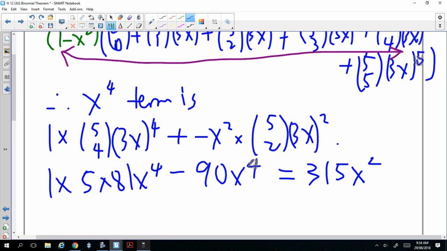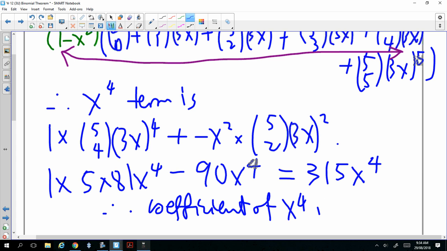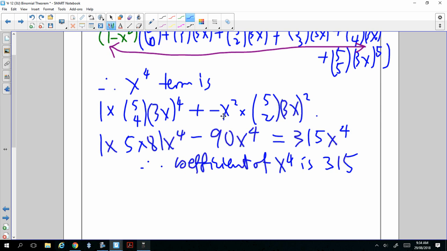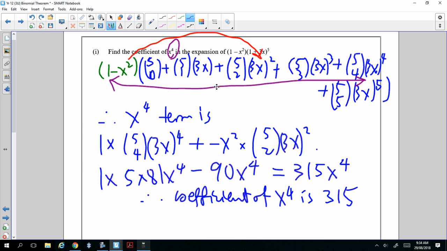Now the question is, is there a shorter way? Well, once you see the expansion, there is a shorter way. As you can see, I don't have to expand every single term. I could just expand the one I want. So if you want the x power 4 term, first you're going to write down the general term of the second expansion. Let's write down the question again. 1 minus x squared, 1 plus 3x power 5.